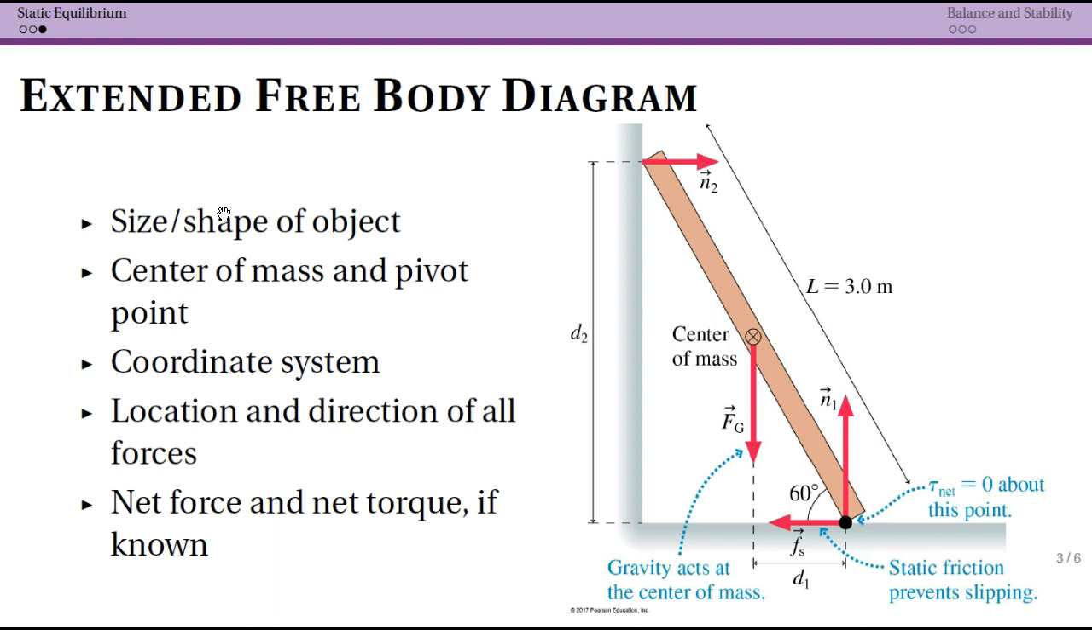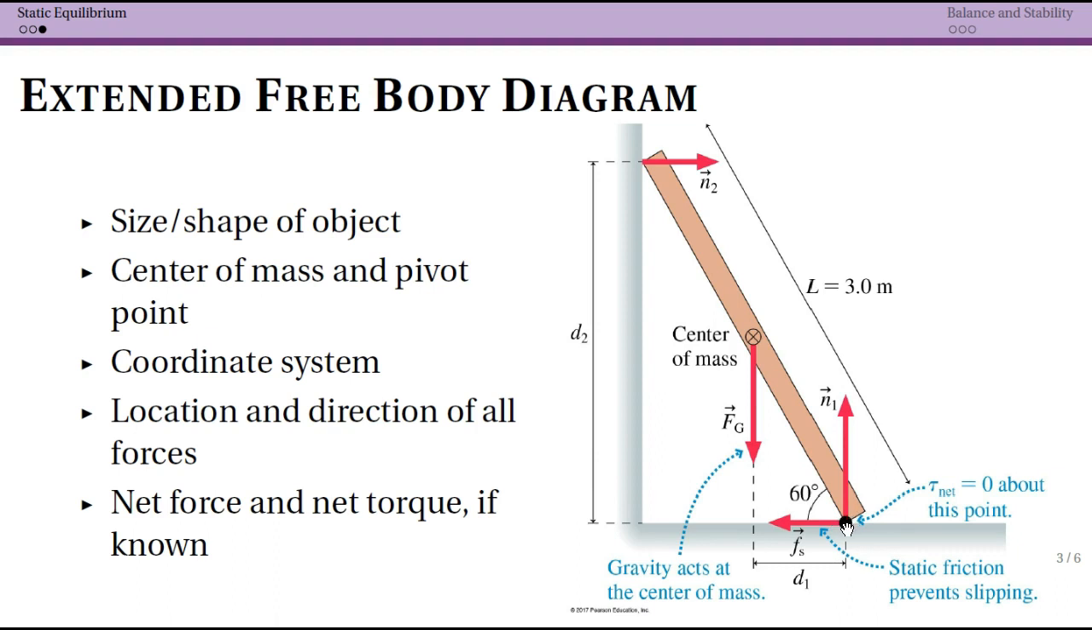So we need to show the size and shape of the object. This is obviously a side view, and we're approximating it as just being a very simple object. So even though ladders are slightly more complicated, you do want to simplify down the shape. You then need to have where your center of mass and your pivot point is. In this case, your center of mass is center along the length, but you would maybe want to figure out where it is in terms of x and y for later work. The pivot point could be at the center of mass or not. In this case, we're going to use the pivot point down here.